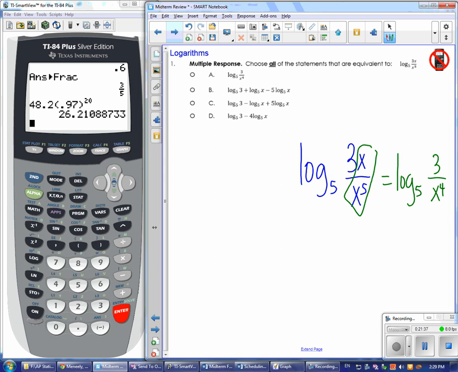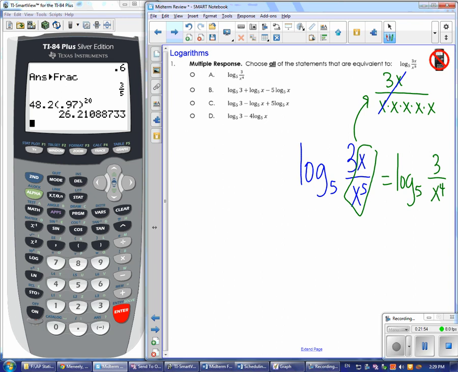Because if I think about it, if I rewrite this, this is 3x, and x to the 5th is just x times x times x times x times x. And I can cancel one of those x's. And so that leaves me with the log base 5 of 3 over x to the 4th.